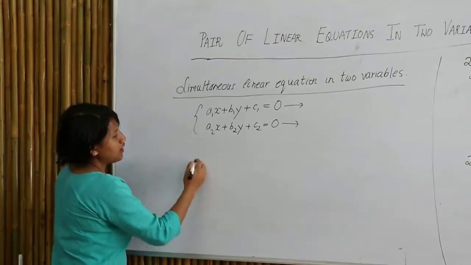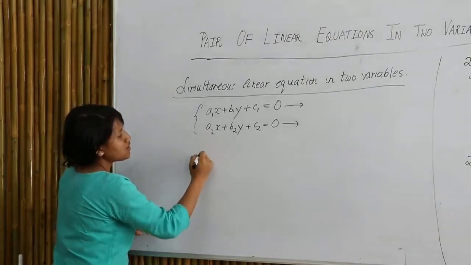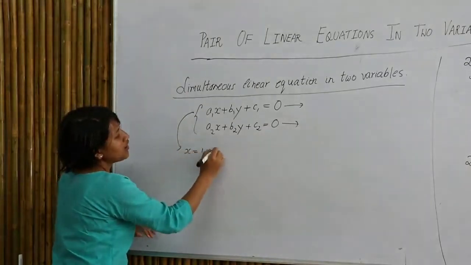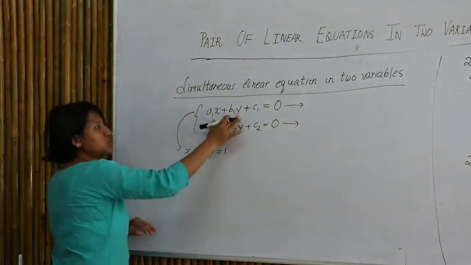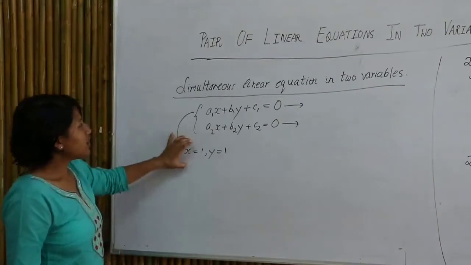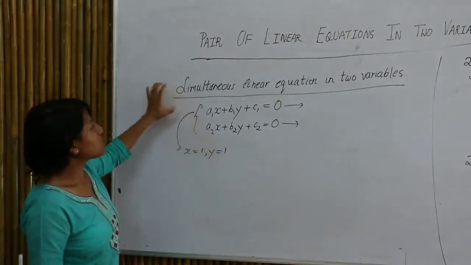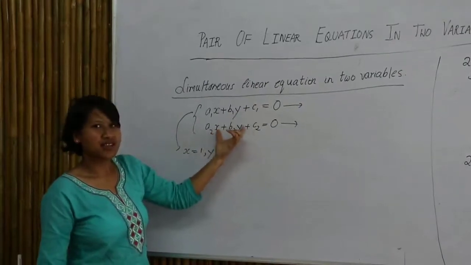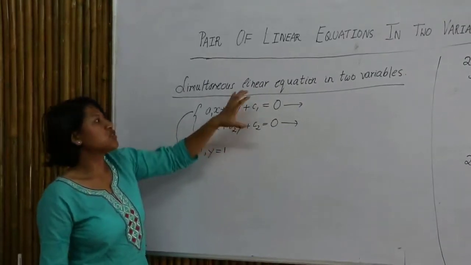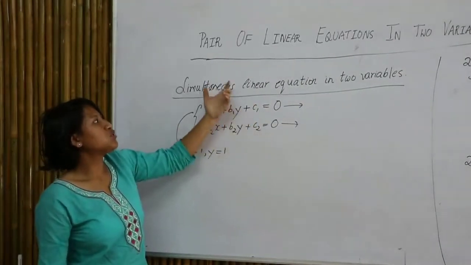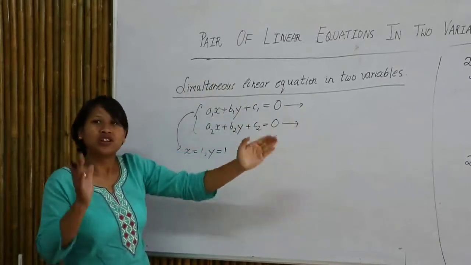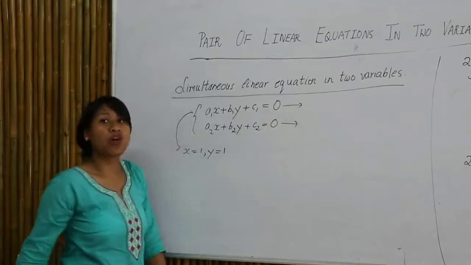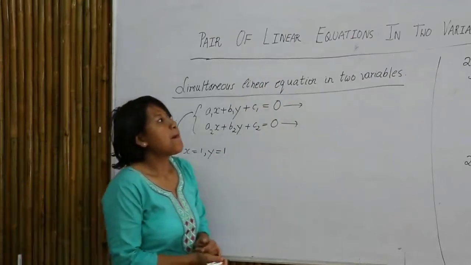For example, suppose x equal to 1 and y equal to 1 is a solution of this, then for this to be a solution of the pair, it should also satisfy this. So that is what it means when I say the solution of these two. It should satisfy both this as well as this. Common solution.